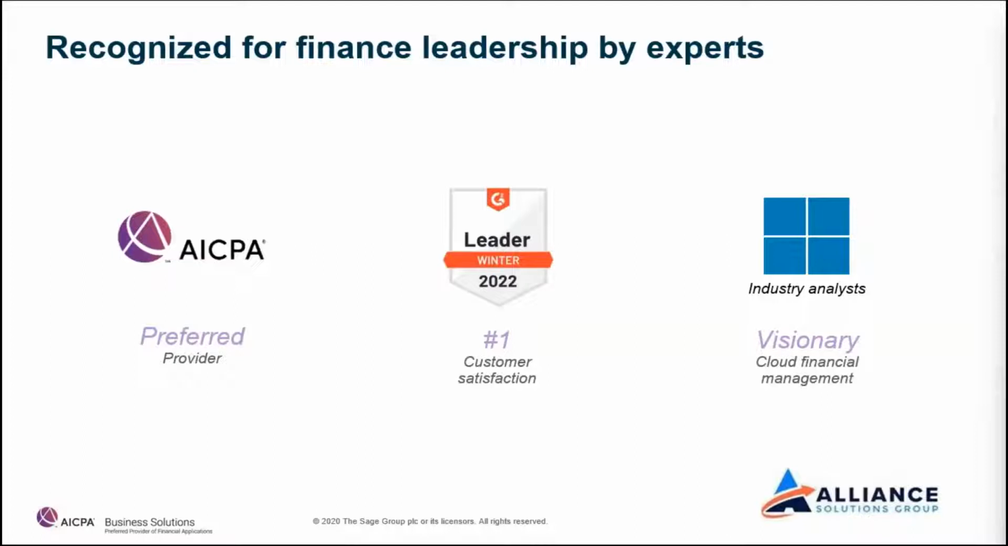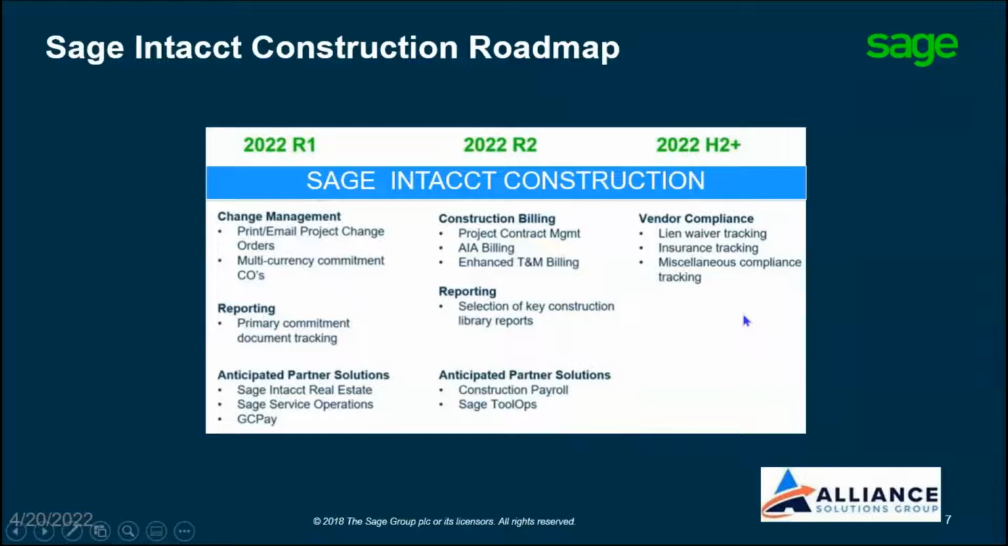I do want to discuss the roadmap of Intacct for construction. And I think it's very important to point this out to everybody on the call. So first of all, you can see right here the 2022 R1. That is out, it's done. What happened there? We finished up all the change management pieces to it. All of the structure of a job, the cost code, the categories, they're all done.